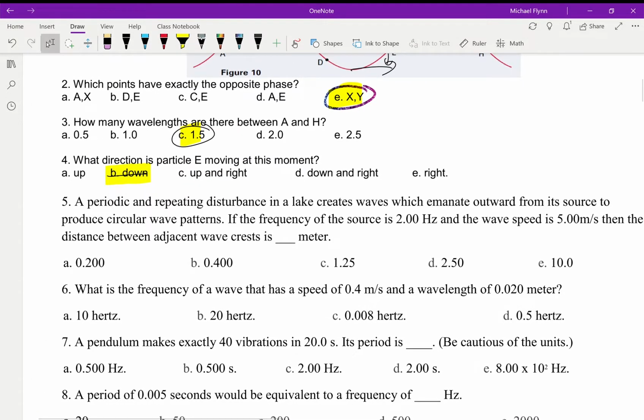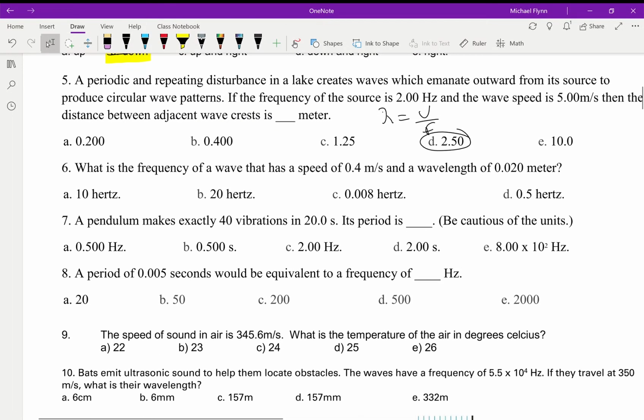All right, now moving on. A periodic wave makes crests, so the frequency is 2 Hertz and the speed is 5 meters per second. Then basically what is the wavelength? Well, it's going to be speed divided by frequency. So let me write down the step for you. It's going to be wavelength equals speed divided by frequency. 5 divided by 2 is 2.5, okay, meters.